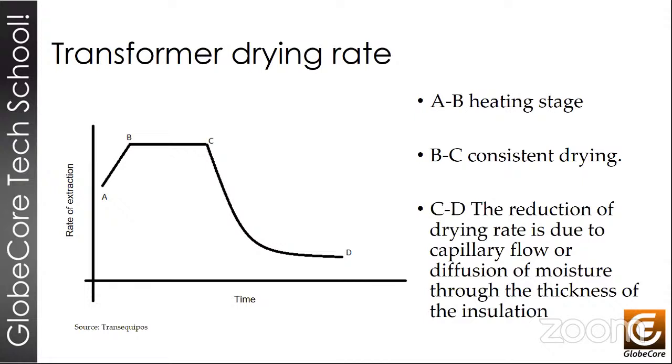And next, we have a stage at which the rate of moisture extraction is greatly reduced. And this is due to the capillaries in the paper inside the transformer. Once we remove the water from the outer layers of the paper, the water in the inner layers of the paper starts going out through those thin capillaries. It must pass through the middle layers to the outside. And this is what causes this dip in the rate of water extraction. In many cases, this process will take a long time.